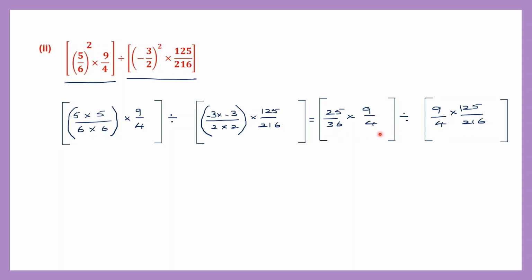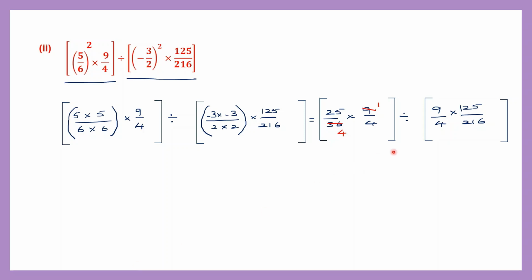So in this multiplication we can cancel. What is it that we can cancel? A numerator and a denominator. Now we can't cancel 4 and 25, but we can cancel 9 and 36. So that will be 9 ones are 9 and 9 fours are 36. So we finished the cancelling for this multiplication. Let's go to the next one.